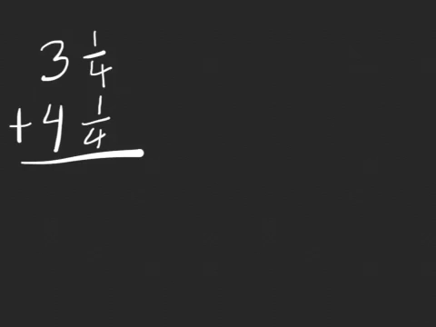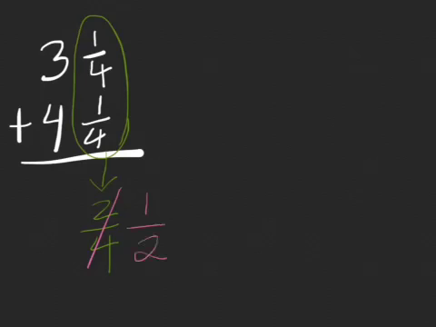Okay, so we notice that there is a whole number in each mixed fraction and a fractional part in each mixed fraction. Let's start with the fractional part here. 1/4 plus 1/4 would be 2/4. Can we simplify that? Yes, we can. 2/4 is the same as 1/2.